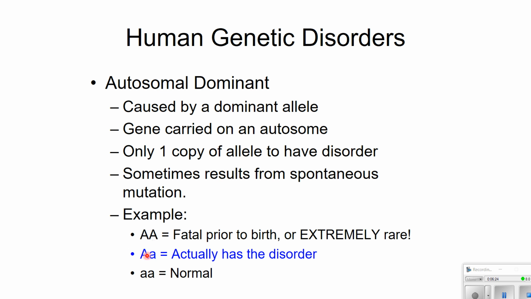So it really comes down to just two possibilities. For an autosomal dominant trait, you're either completely normal, little a, or you've got one copy of the faulty allele, and then you would have the disease. You're just not really going to ever see homozygous dominant for these sorts of traits.